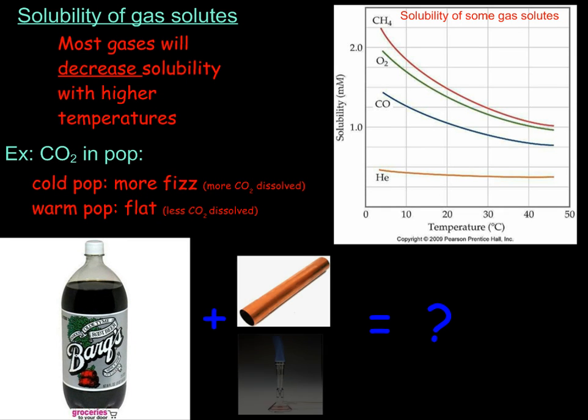So here's the thing, what would happen if you were to take a bottle of root beer, a copper pipe that's been heated in a Bunsen burner, and drop that copper pipe into the root beer? Ask me about that demonstration in class.